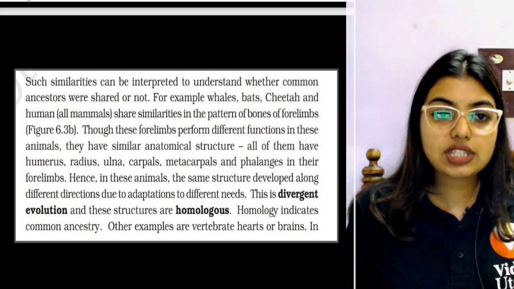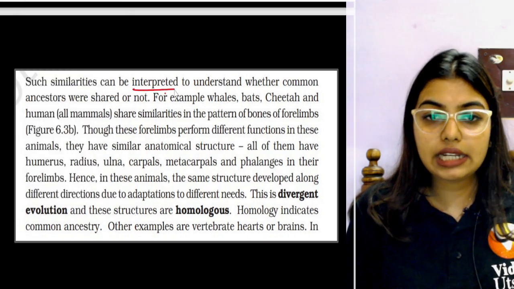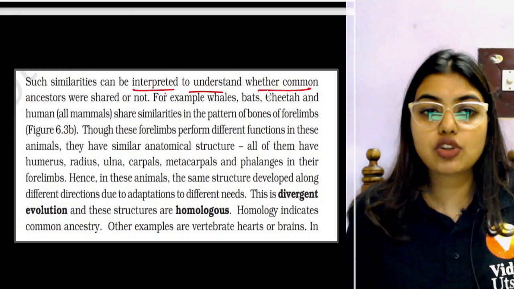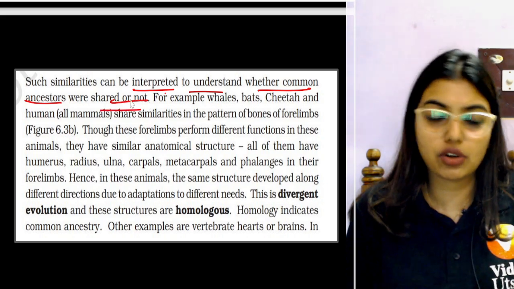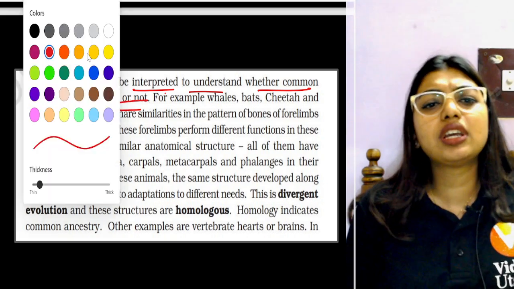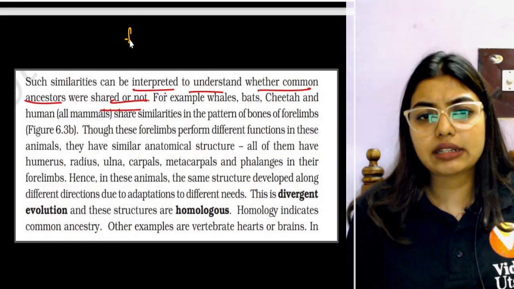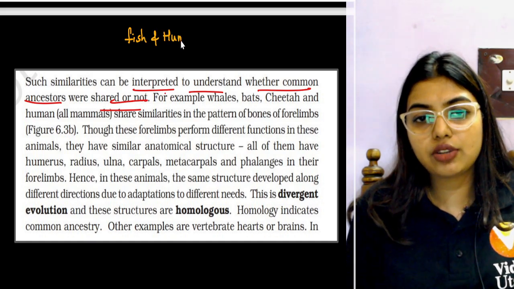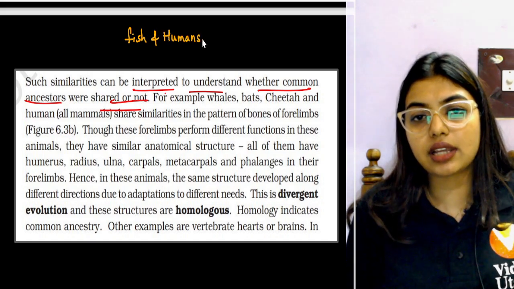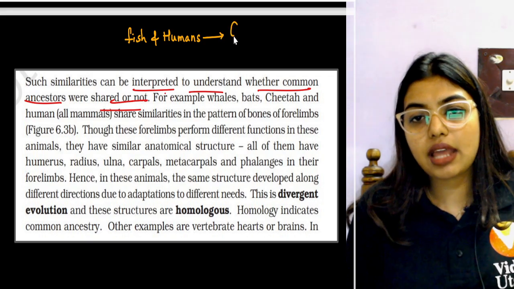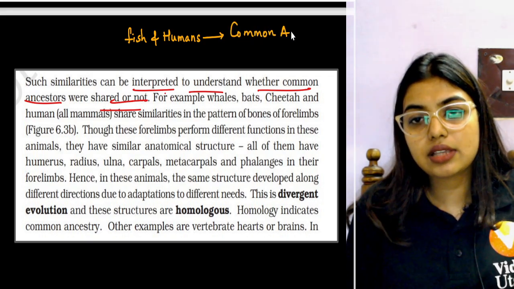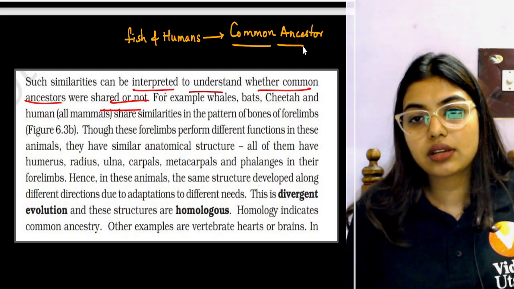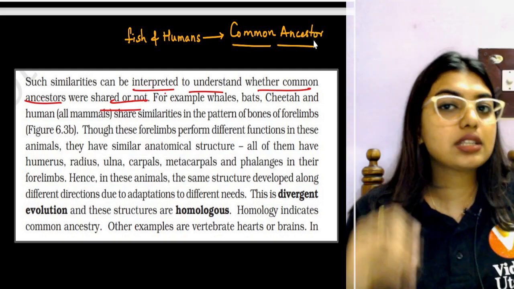Now, such similarities can be interpreted to understand whether common ancestors were shared or not. Now, students, imagine fish and humans have the same characteristic. This is a very extreme example. We could say that the same characteristic is because of common ancestors. Yes or no? So they are telling it could be because of common ancestors.